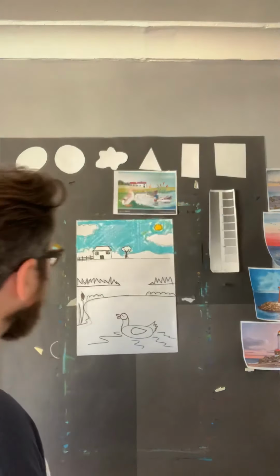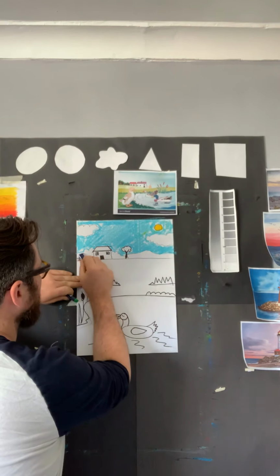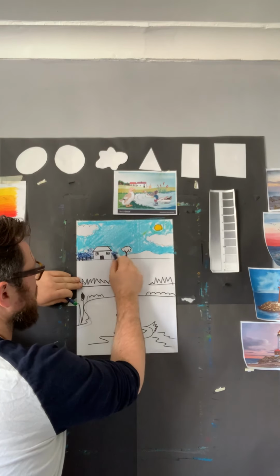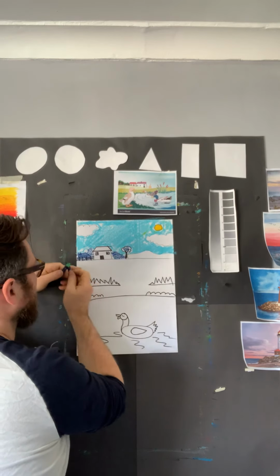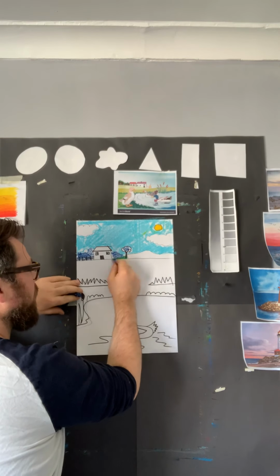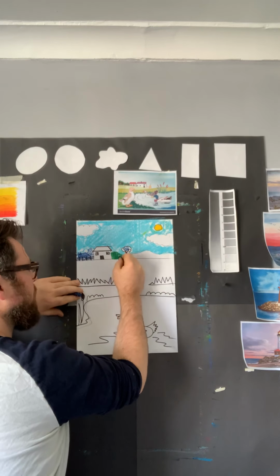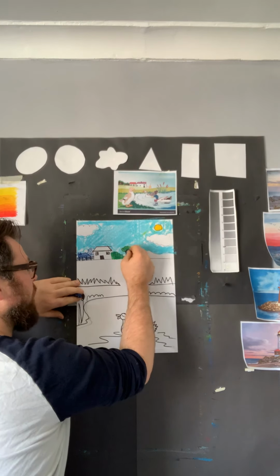Now for my background colours, I'm going to get some dark blue and some green, and for my hedge here I'm going to shade some dark blue down first, and then over it I'm going to colour in the green. And what the blue does is the blue will actually mix with the green, and it'll make it a very dark shade.